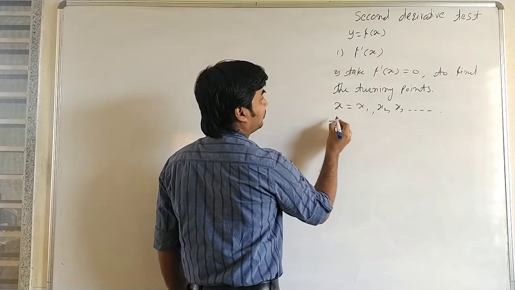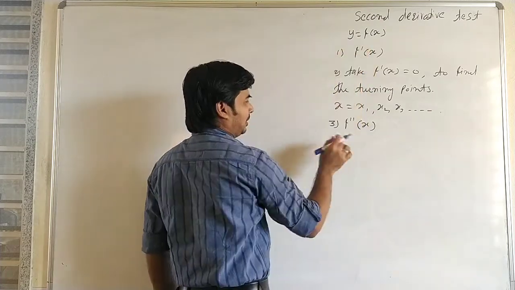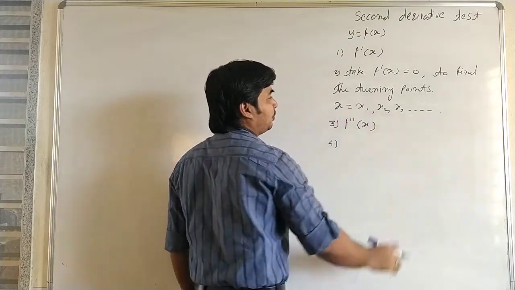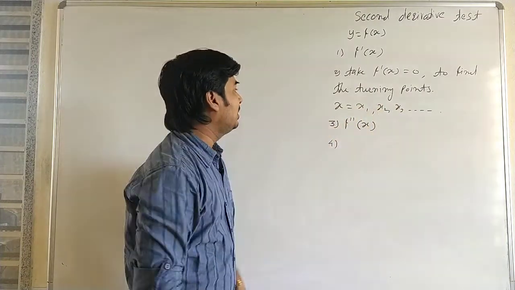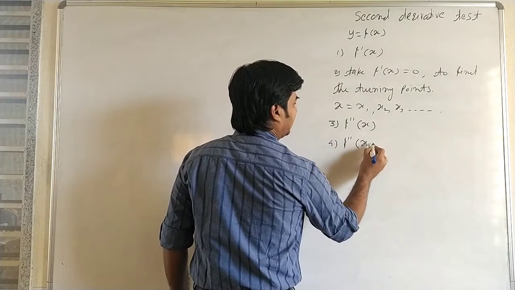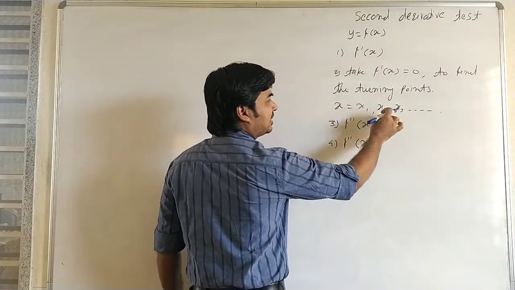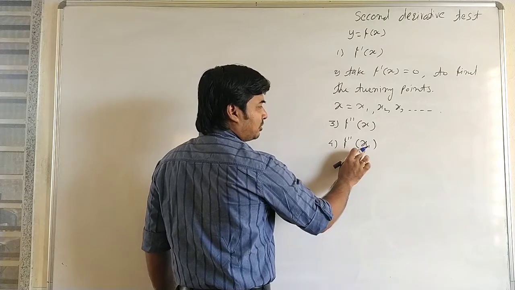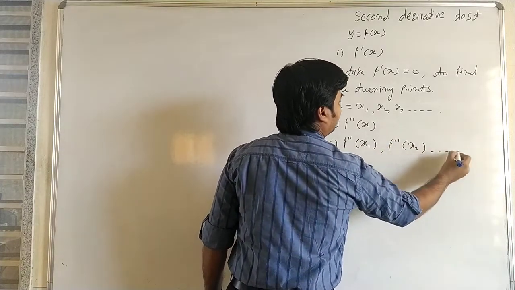Then third step, find f double dash, that is the second derivative of the function. Then put all the extreme points, that is the stationary points, x1, x2, x3, in the double derivative, that is f double dash of x1, then f double dash of x2, f double dash of x3. Here find f double dash of x1, f double dash of x2, and like that.